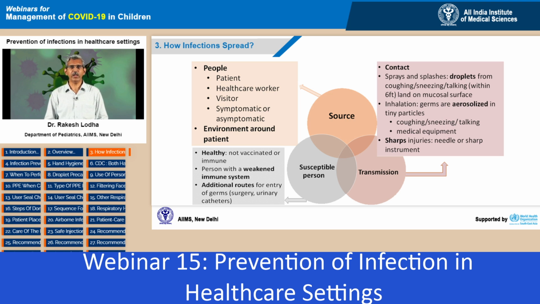The transmission has to occur through certain routes. It can occur by contact, sprays, splashes, which occur when droplets from coughing, sneezing or talking within 6 feet land on a mucosal surface. It could also occur by inhalation when the germs are aerosolized in tiny particles. This aerosol generation can occur while coughing, sneezing or talking, or while performing aerosol generating procedures such as nebulization, which we will be discussing later. Sharps injuries with contaminated needles and sharps instruments can transmit infections like HIV, hepatitis B, etc.